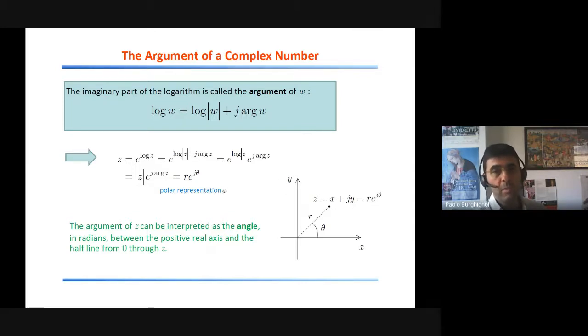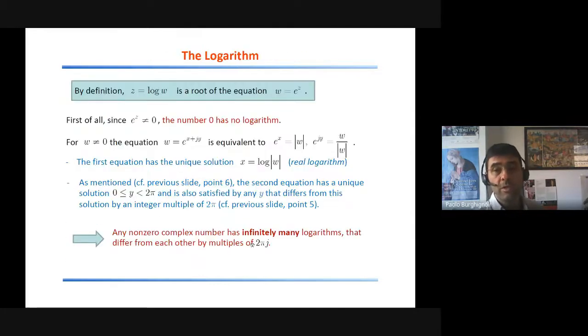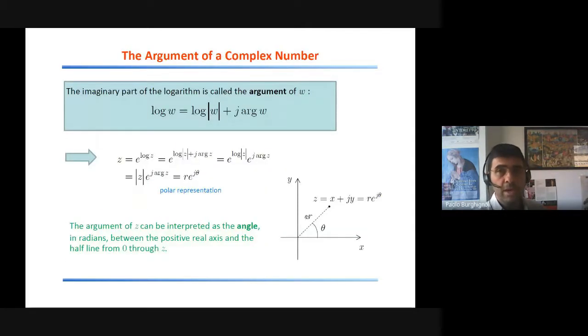Okay, so in a compact notation, we can write any complex number z as the product of its absolute value, let's call it r, times an exponential with a purely imaginary exponent, e to j theta, where theta is the argument of the complex number z. Of course, the argument, as the logarithm, is defined up to multiples of the quantity 2 pi, as any angle is.